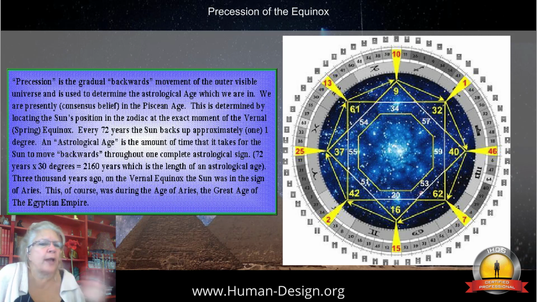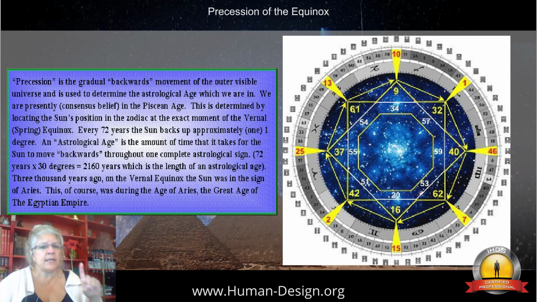Precession is a gradual backwards movement of the outer visible universe. So where we're sitting here on Earth, it appears to us that the universe is moving backwards. And it is used to determine the astrological age that we're in. So we're presently, consensus belief is, in the age of Pisces.